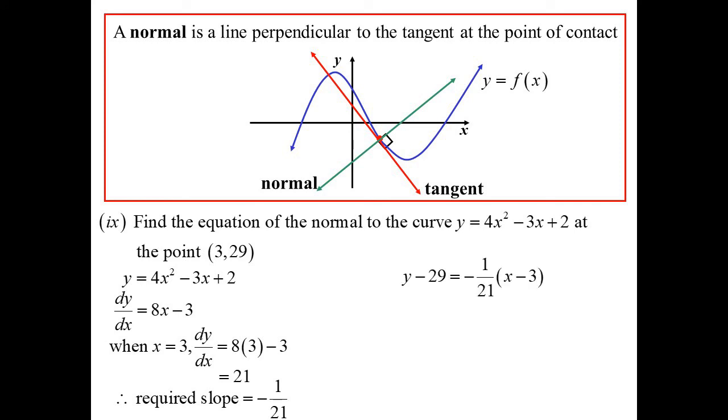29 times 21. What on earth is that? Big number. There it is, 609. We'll put that into general form. But there's our equation of the normal that we're looking for.